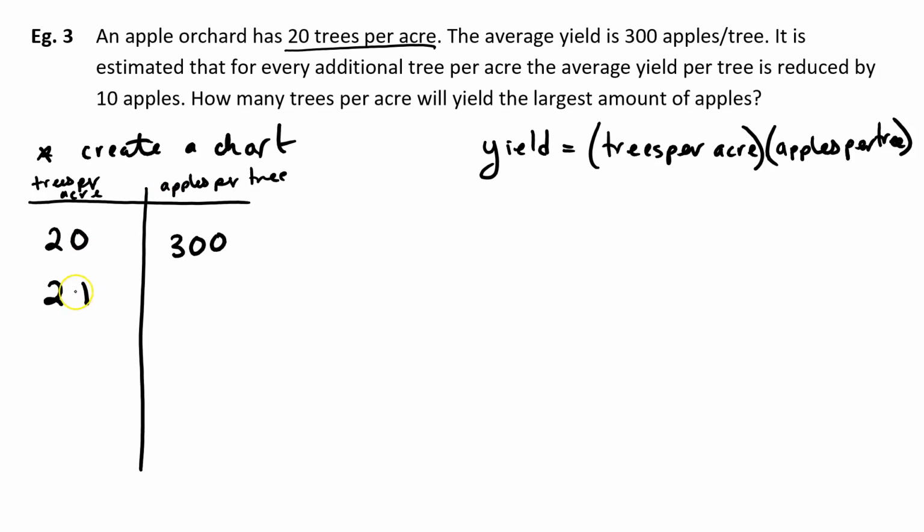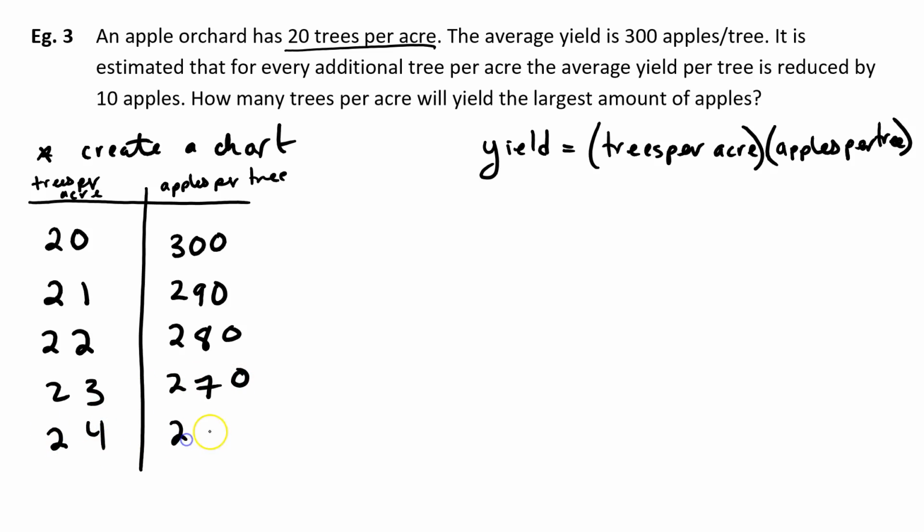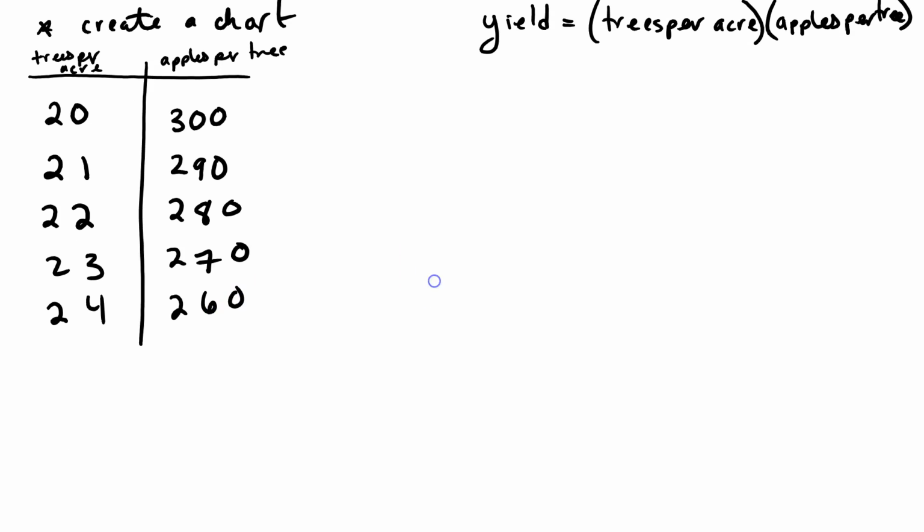21 trees per acre, that means that the apples per tree falls to 290. For 22, we get 280. For 23, we get 270. For 24, we get 260. And you see what's happening here, right? 25, we get 250. So as the acres get more crowded, then the apples per tree gets less.